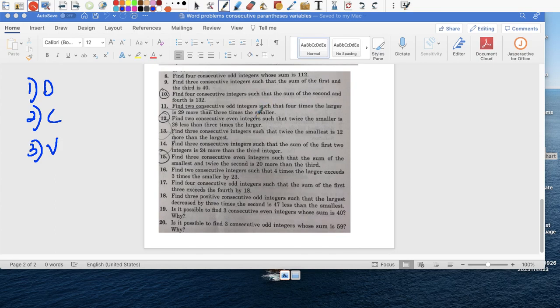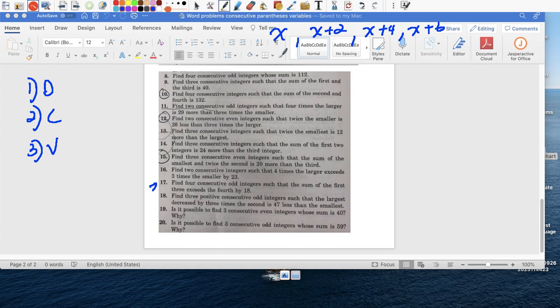Number 17. Find 4 consecutive odd integers. So with odd integers, and I'll do it over here. The first one is x. The second one has to be x plus 2, right? The third one is going to be x plus 4. And the fourth odd integer is going to be x plus 6. So that makes sense, right?